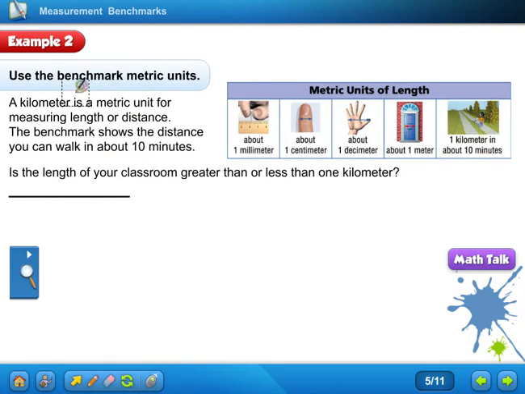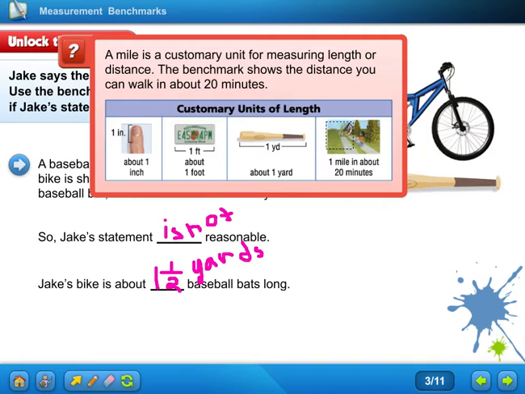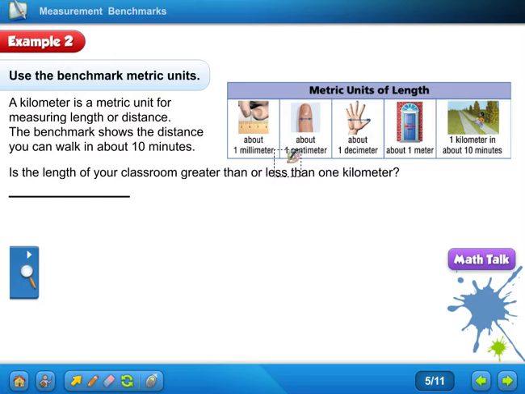A kilometer is a metric unit for measuring length or distance. The benchmark shows the distance that you can walk in about 10 minutes. So, millimeter, these are metric units. The other ones are called, let's go back, customary units. So again, we're measuring length here, and we're also measuring length here. We're just doing it with different measurements. This is metric.